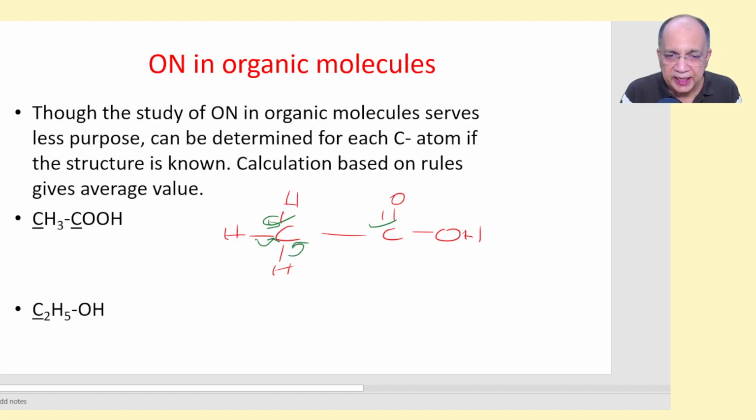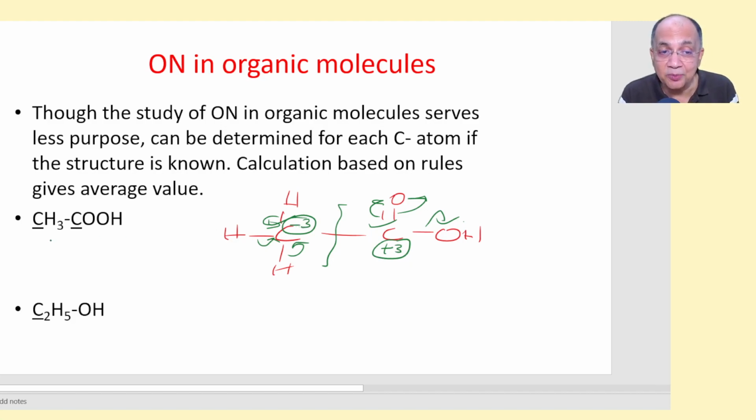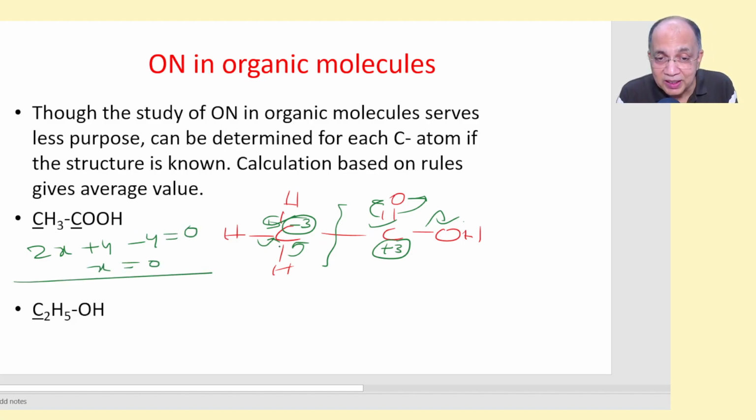It will gain 3 electrons because carbon is a little more electronegative, and since this is carbon, same, no loss, no gain, so this is minus 3. And what about this one? This will lose 3 electrons, from 2 to 3 sides, and this is same, so this is plus 3. So this is plus 3, this is minus 3, and if you go by the x method, by making 2x plus 4 minus 4 is equal to 0, you get x is equal to 0. But actually, this carbon is in the minus 3 state, this is in the plus 3 state.